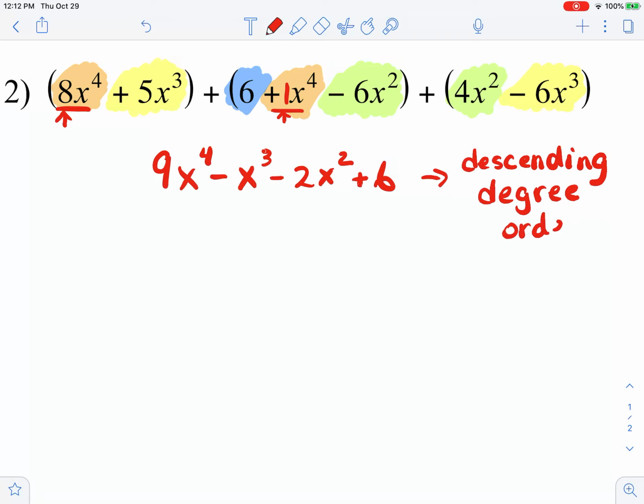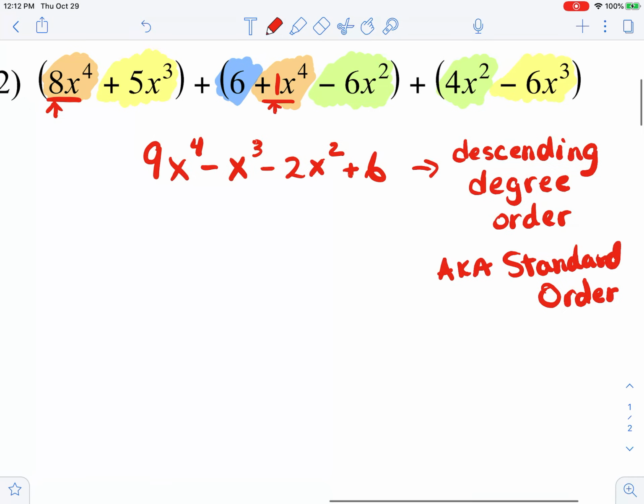Descending degree order. And this is one of the most common ways that we actually write algebraic expressions. We write them in descending degree order. Some people will also call those standard order. Standard order is descending degree order. So you could hear it either way. Standard order or descending degree order.